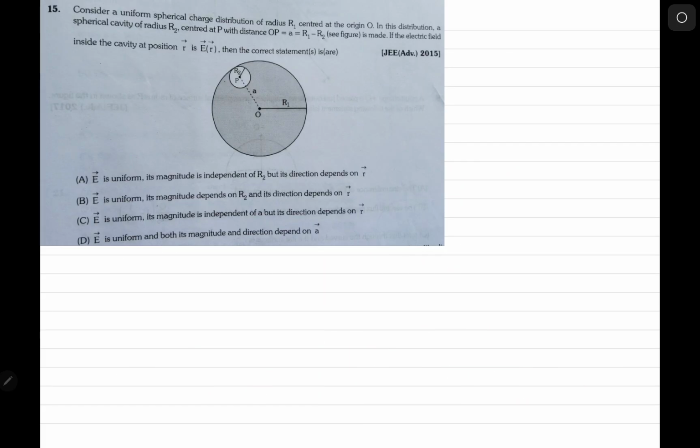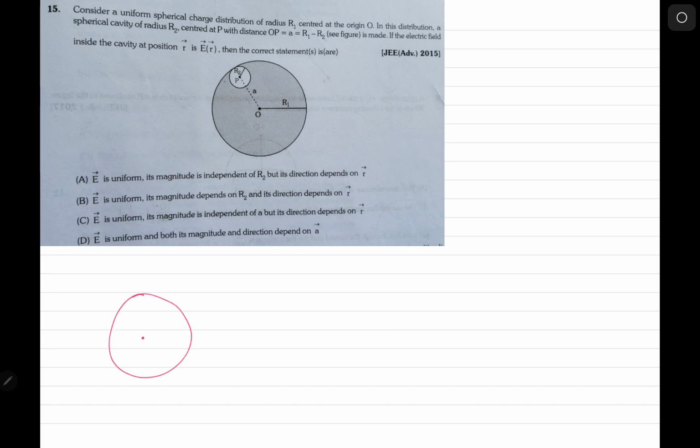Let's see this question. It is similar. It is again based on the concept of electric field inside a solid conductor. Consider a uniform spherical charge distribution of radius R1 centered at the origin O. In this distribution, R2 is the radius of the cavity. OP is equal to A, equal to R1 minus R2. If the electric field inside the cavity at P is E. Okay, so again, the electric field inside this solid sphere.